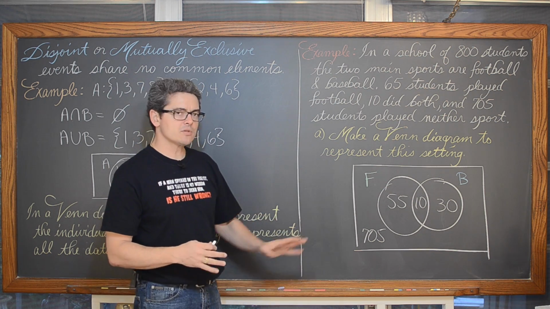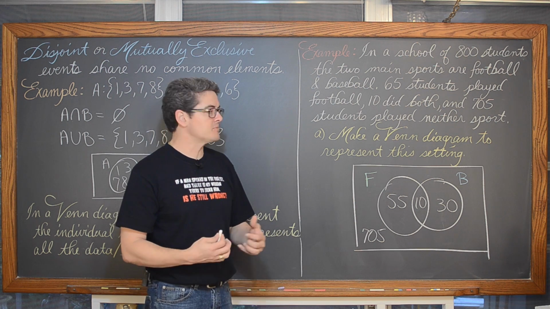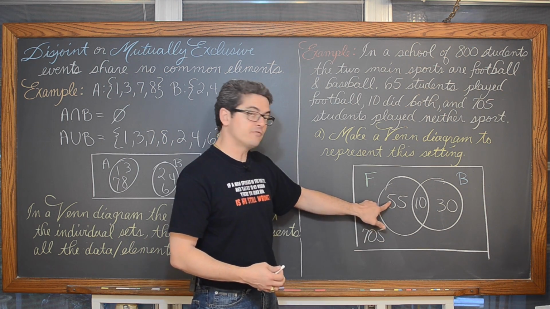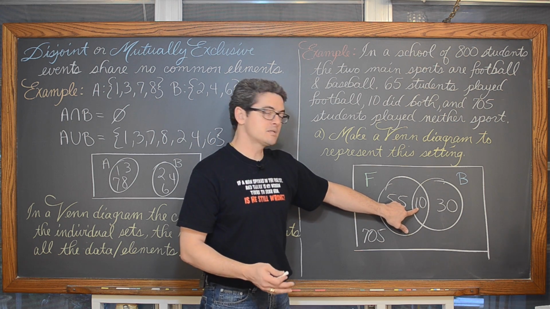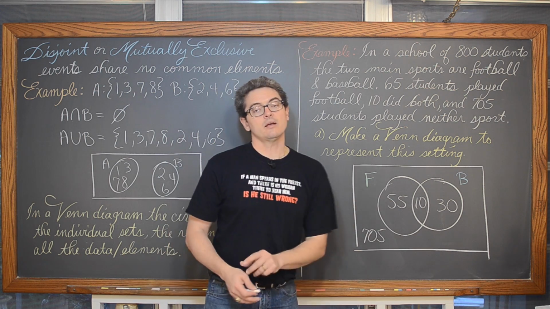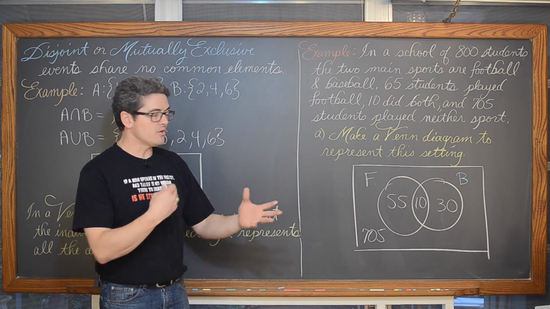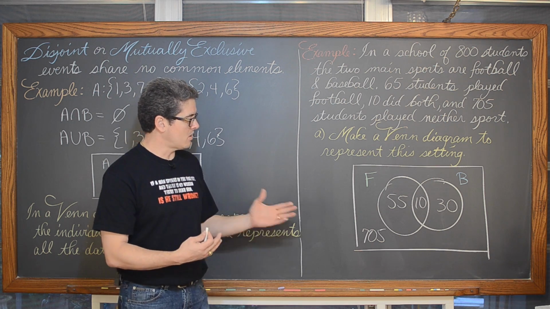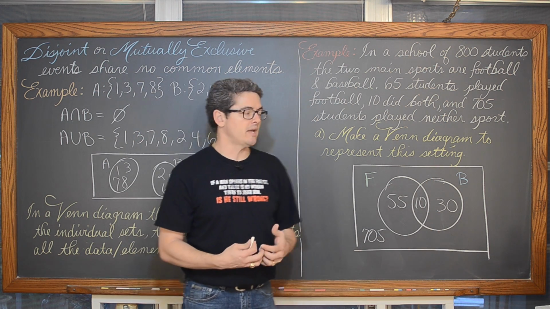Now, just to make sure this is right, do these numbers add up to 800 like the problem states? So 700, 750, 760, 790, 795, and 800. So now in my Venn diagram, I have all the portions filled out that I can, and all of these individual parts add up to 800.